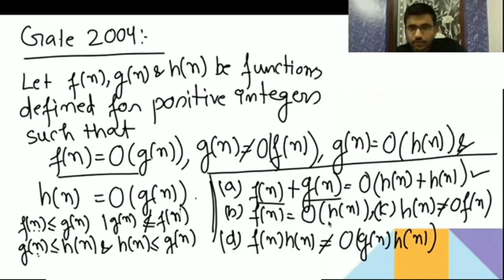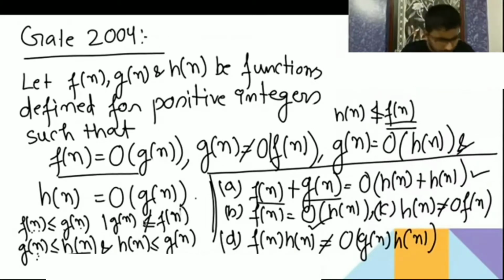Now it is saying Fn is going to be big O of Hn. Yes, Fn is smaller than Gn and Gn is smaller than Hn, so we can say that Fn is big O of Hn. Now here it is saying Hn is not smaller than Fn. Let me check. Hn is not smaller than Fn. They are asking which of the following statements is false.